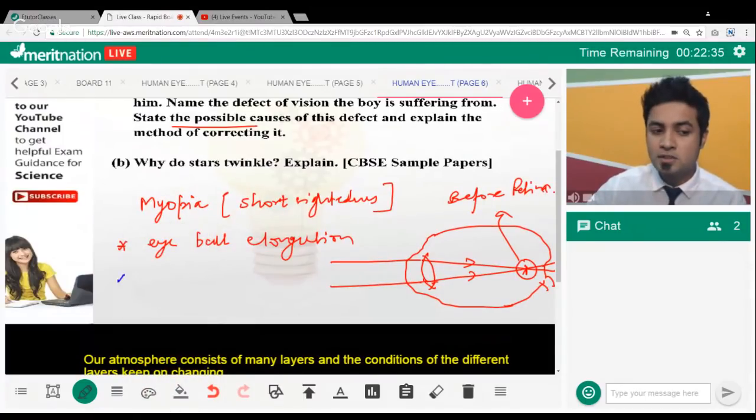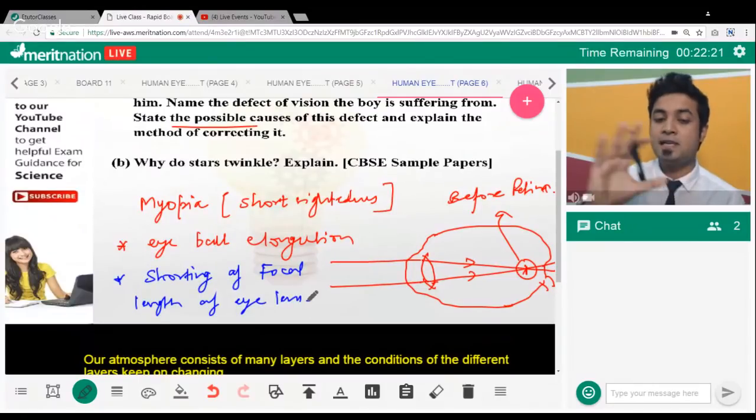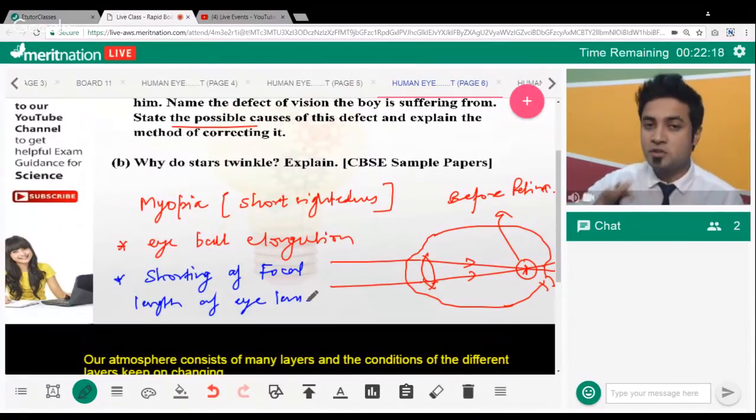And the second one is the shortening of the focal length of the eye lens. If the eye lens focal length is shortened, again they are going to focus before the retina. So these are the possible reasons why myopia happens.